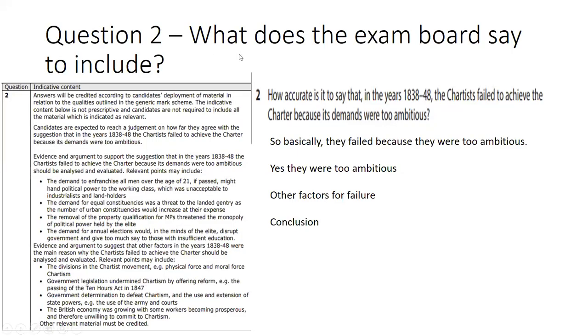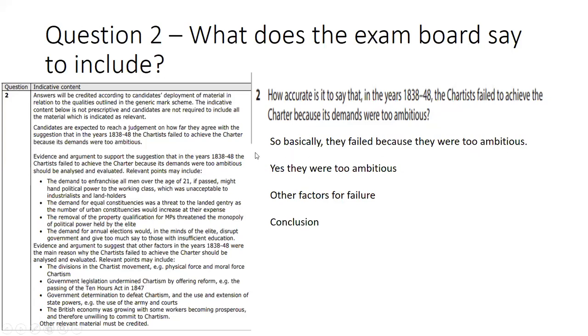Now, the second question, I would argue, is probably the easier question of the two. How accurate is it to say that in the years 1838 to 48, the Chartists failed to achieve their charter because its demands were too ambitious? So basically, the charter was the 6 rules that they wanted to get across. Did they fail because at the time they were too ambitious?